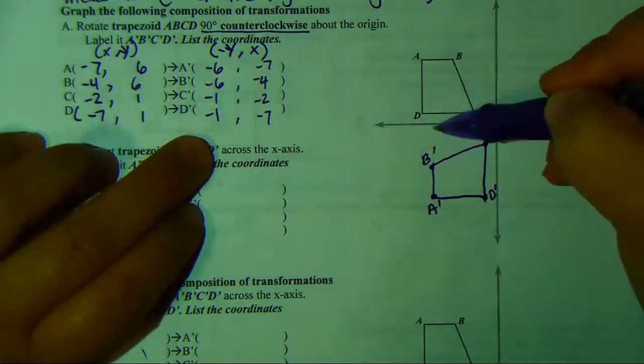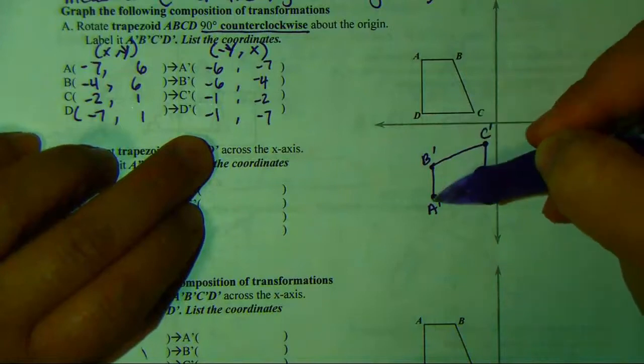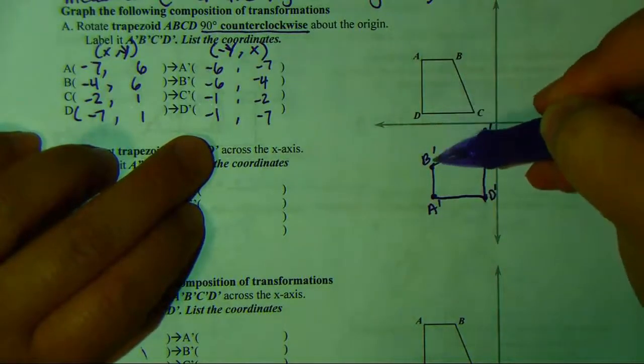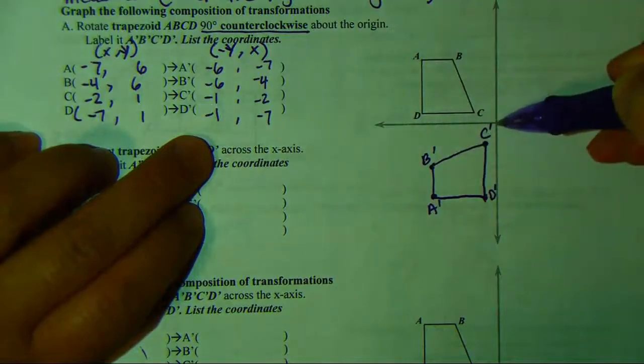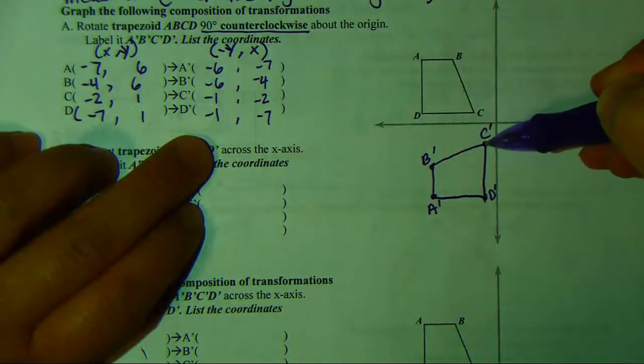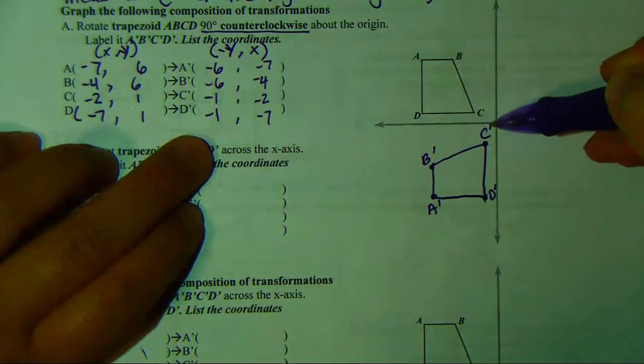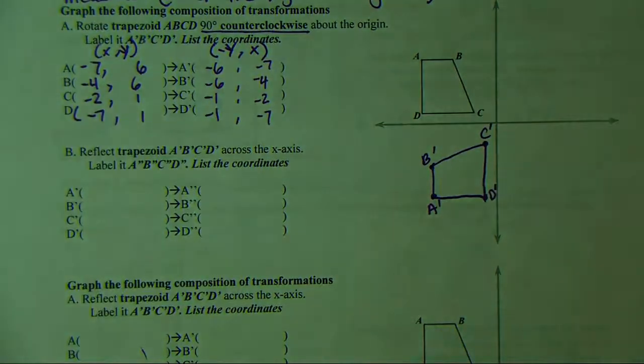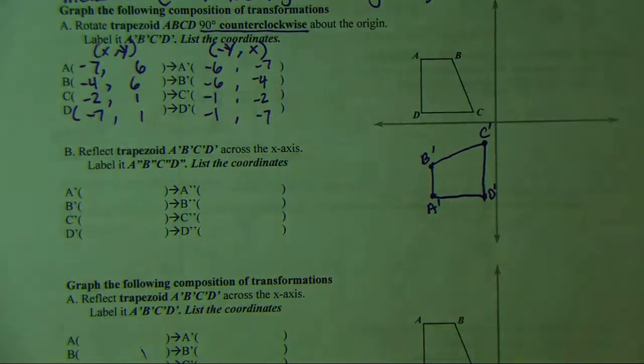A prime is at -6 and -7. B prime is at -6 and -4. C prime is at -1 and -2. D prime is at -1 and -7. Okay? So that was our first transformation.